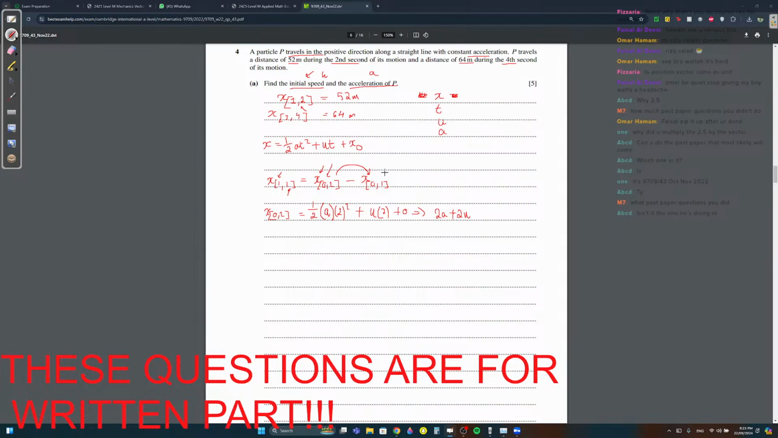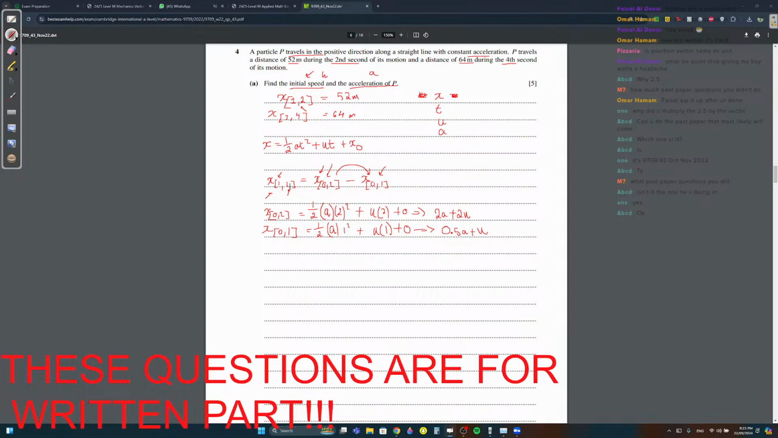Okay. How about x in 0 second, 1 second? X in 0, 1. It's going to be equal to, again, half at squared. Acceleration times the time squared. Now the time between 0 and 1 is 1 squared. Plus u times 1 plus 0. So this is going to be equal to 1 over 2, 0.5a plus u. 1 over 2 times 1, yeah, 0.5a plus u.